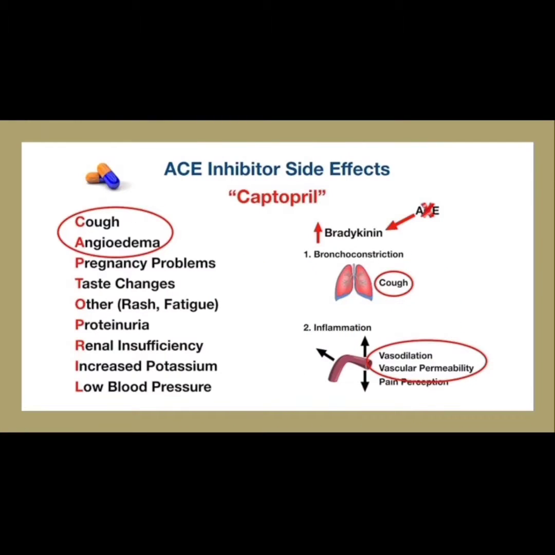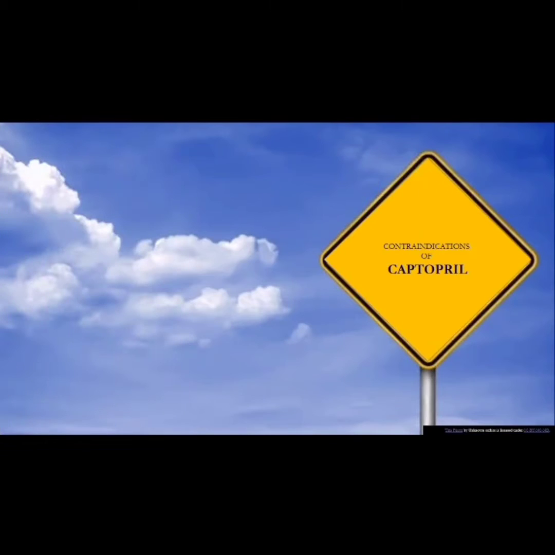Next are the side effects of captopril: cough, angioedema, some pregnancy problems, taste change, rash, fatigue, proteinuria, renal insufficiency, increased potassium, low blood pressure, bronchoconstriction, vasodilation, etc. Contraindications. Certain contraindications are present, due to which in specific conditions captopril is not given, like in the presence of any allergy to any of the ACE inhibitors. Secondly, during pregnancy it is not given because it has serious side effects in the fetus, and also it is not given during lactation because it decreases milk production and affects the neonate.